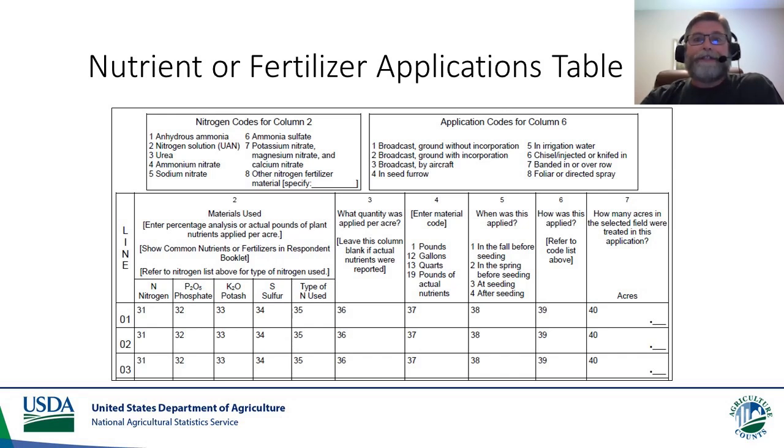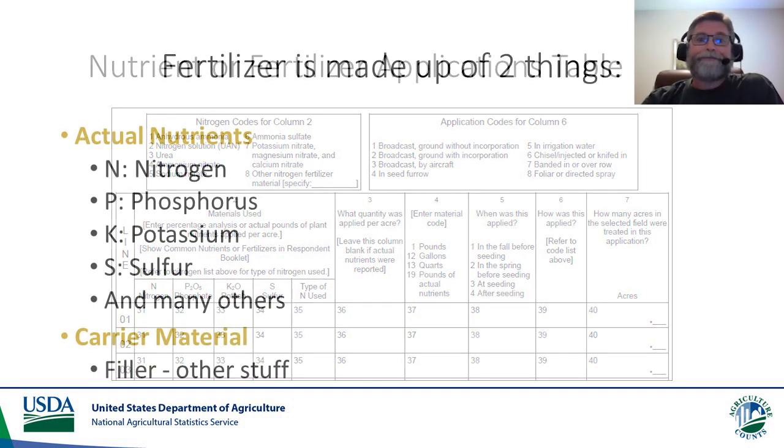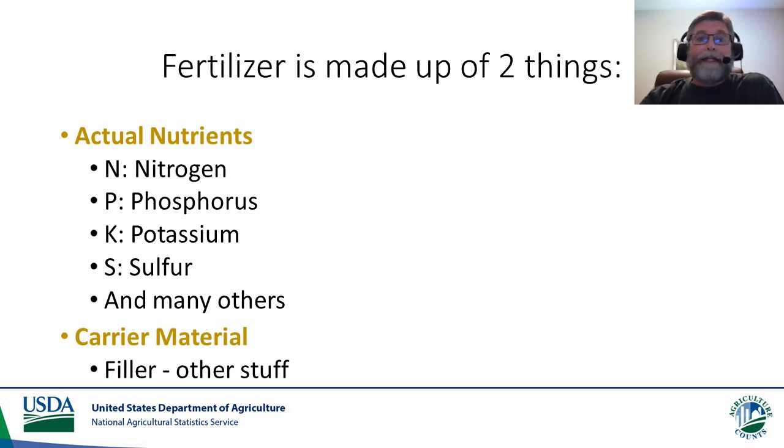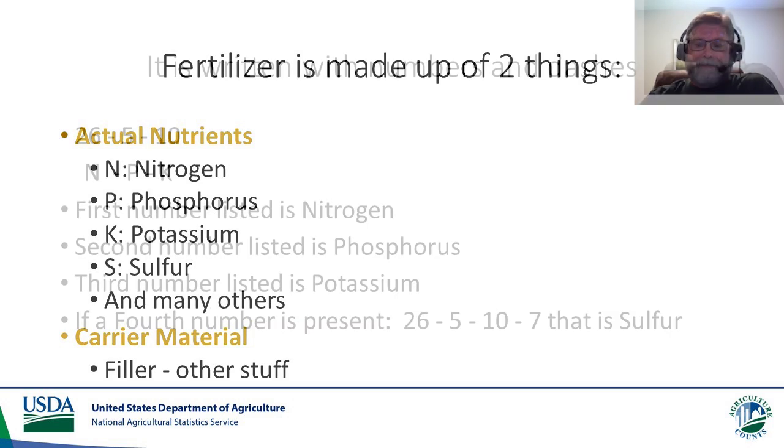The table in this section is a critical part of the questionnaire. To better understand how to fill it out, let's talk about percent analysis versus pounds of actual nutrients. Fertilizer is made up of two things: actual nutrients, and for the ARMS Phase 2, we are only interested in 4 nutrients: nitrogen, phosphorus, potassium, and sulfur. N, P, K, and S. But there are many others as well. And the other part is carrier material, this filler or this other stuff.